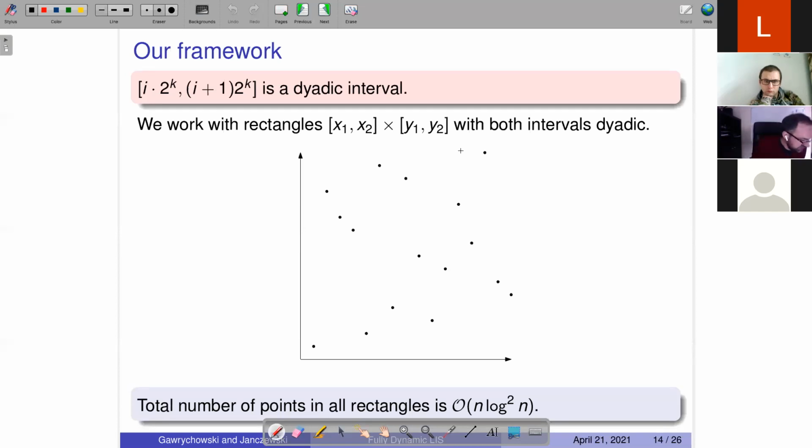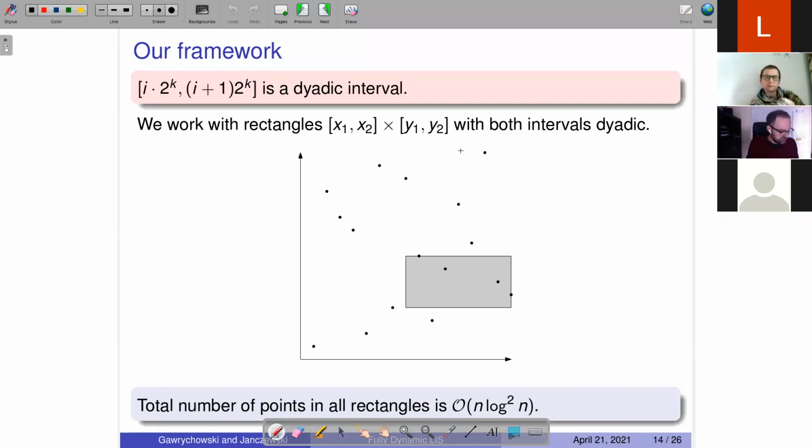Let me first define a dyadic interval. A dyadic interval is just, you have some power of 2, and you have i times this power of 2 and i plus 1 times this power of 2. So you can think about a complete binary tree built on the coordinates, and each node corresponds to such an interval. So we consider all rectangles with the x and y coordinates being dyadic. This is what we do.